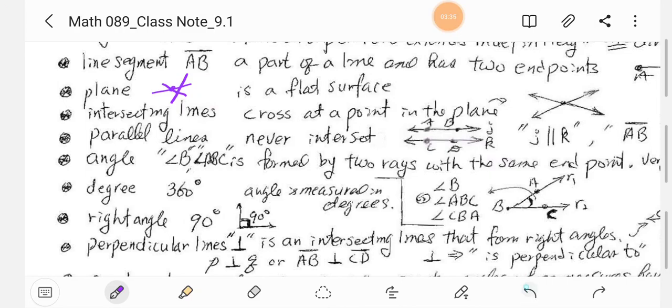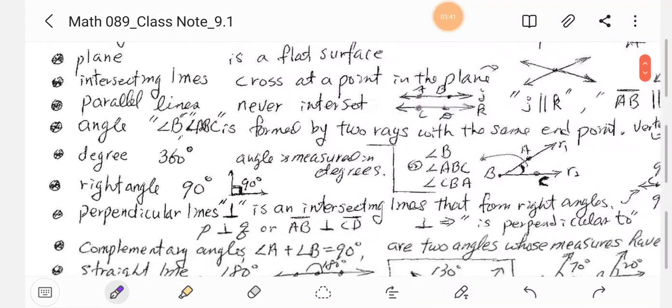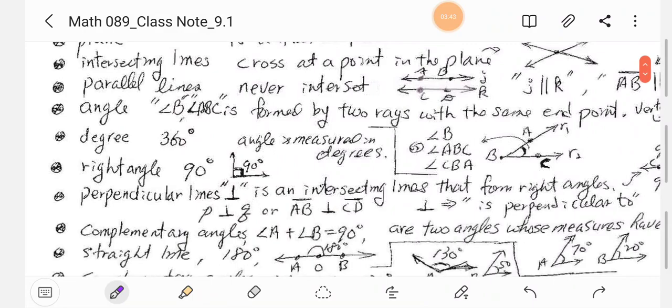Parallel lines. This geometric term is very simple. Parallel lines means 2 lines are parallel. Here's 1 line, another line. And if 2 lines are parallel, then what happens? They never cross each other. So there will be no intersection. These are not intersecting lines. Parallel lines never meet each other.